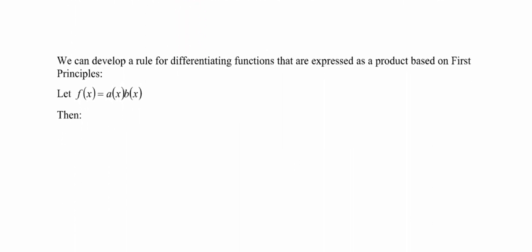But let's develop an actual rule for differentiating functions like this, okay? And we're going to base it on first principles, the limit as h approaches 0 stuff, because that's where it all comes from. So let's take this general f of x is equal to a of x times b of x, two functions multiplied together. So then f prime of x is going to be equal to the limit as h approaches 0 of f of x plus h minus f of x over h, which is our general equation there.